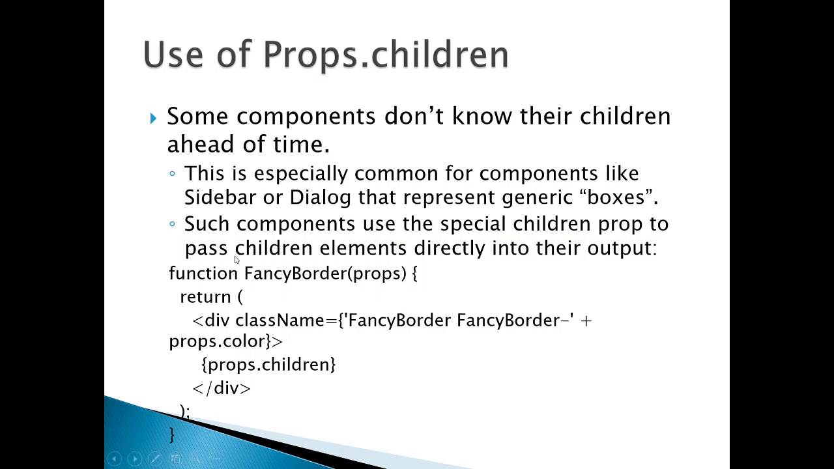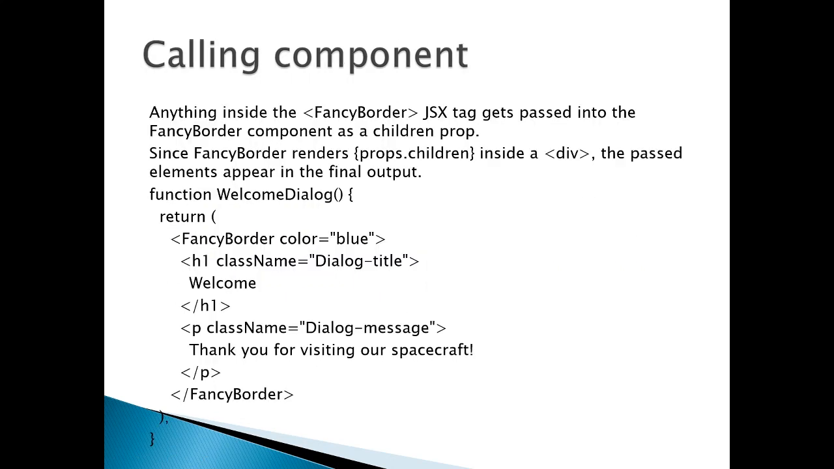Now we take an example. This is a FancyBorder function which is returning a div with a className. This is basically a CSS class, and we are closing the div, and in this we are passing props.children. Whatever has been sent to it, it will display as it is. So what is being passed to it, let's see in the next slide.